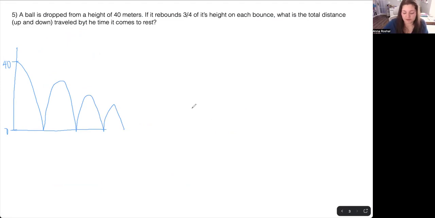We know that part, but we really want to understand what's happening here. It's asking what is the total distance of the up and down. So we want all of that traveled by the time it comes to rest.